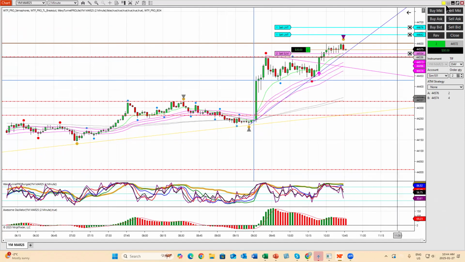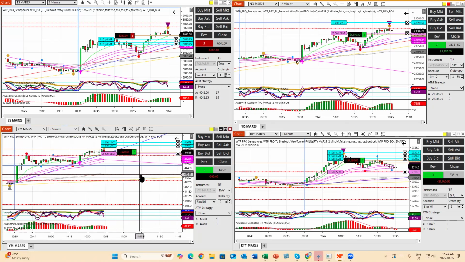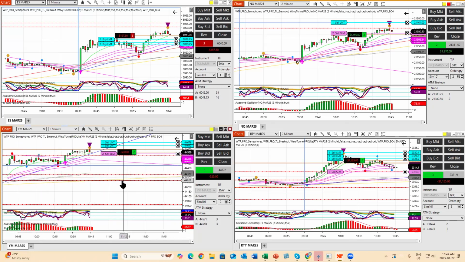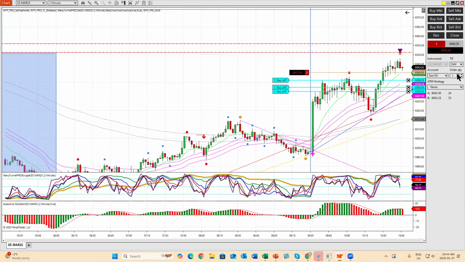We might get stopped out. These are very close stops, but I didn't risk manage it. I didn't determine exactly where my stop should be based on what the maximum loss should be. So we have our stops in, and let's just do the ES, and this would be a buy stop.